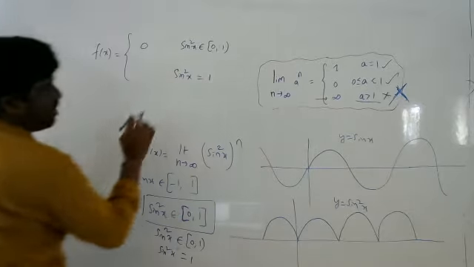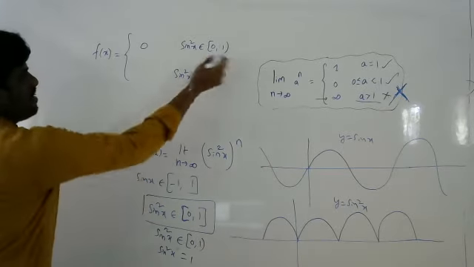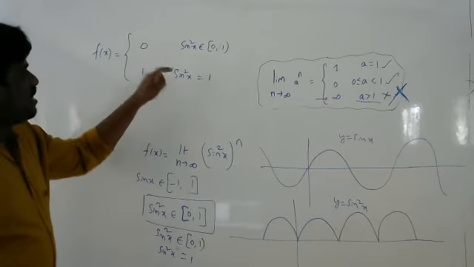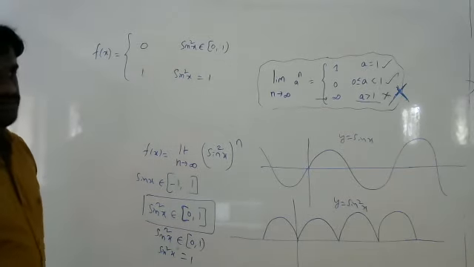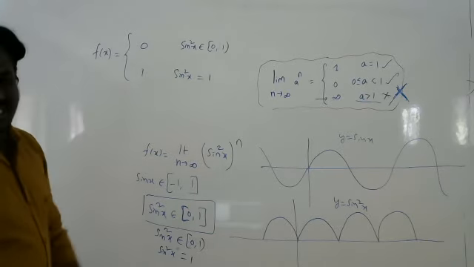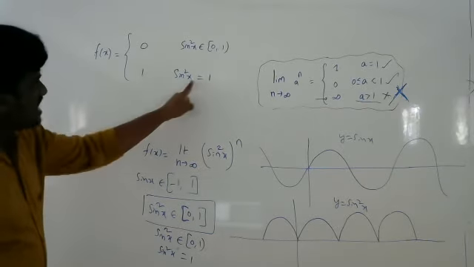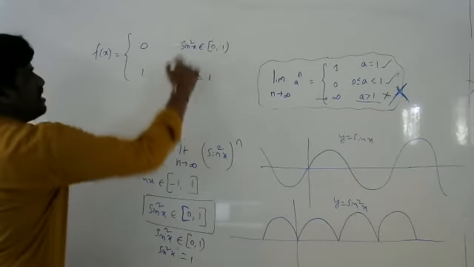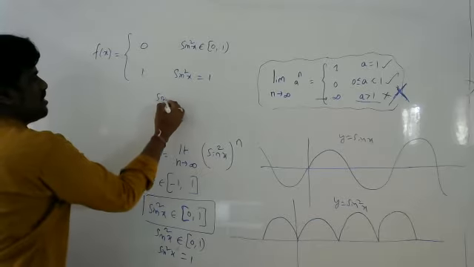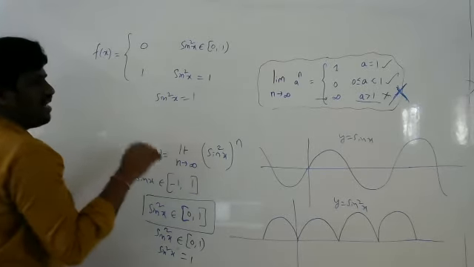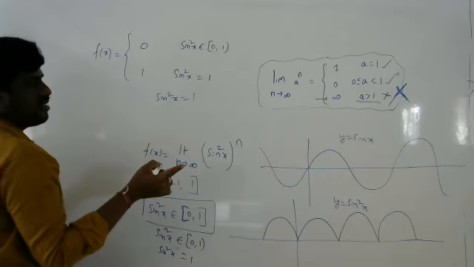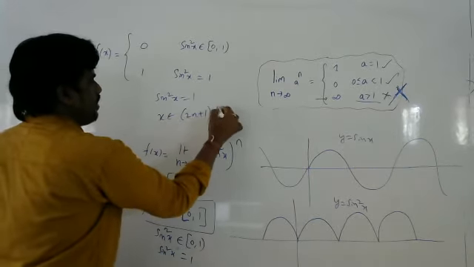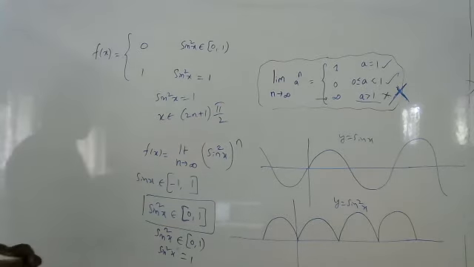And here what do I get? 1 power infinity is how much? 1. So where is this function discontinuous? Where sin square x is equal to 1. Whenever sin square x becomes 1, it will be discontinuous. When does sin square x equal 1? When x belongs to 2n plus 1 times pi by 2, an odd multiple of pi by 2.